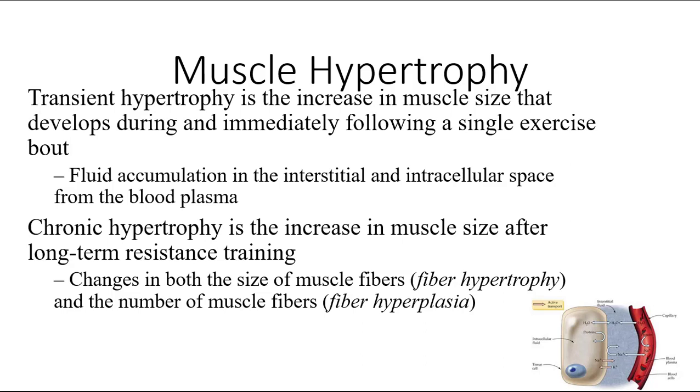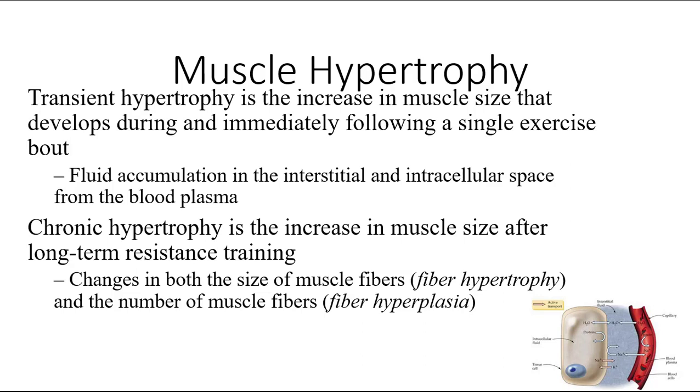Transient hypertrophy is the increase in muscle size that develops during and immediately following a single exercise bout. At the gym, many people say pumping, right? Pumping. Actually, that is transient hypertrophy. The result mainly comes from fluid accumulation in the interstitial and intracellular space from the blood plasma. So transient hypertrophy, as its name implies, lasts only for a short time.